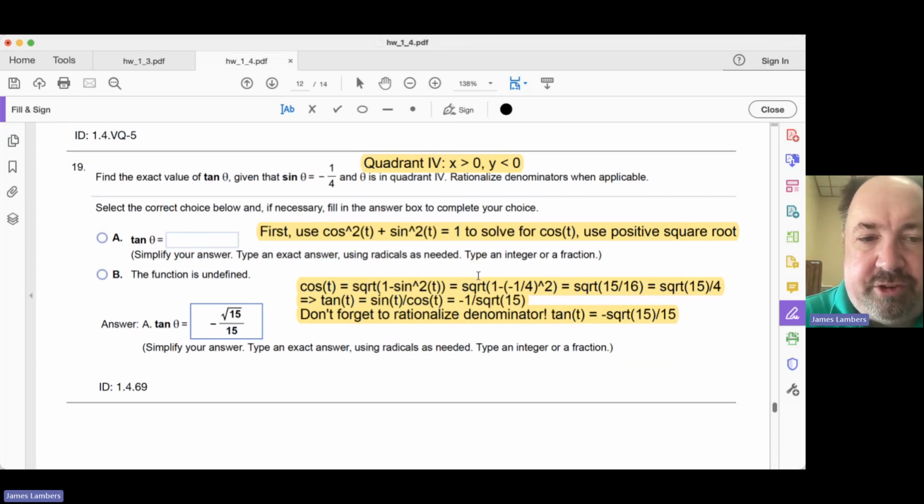Okay. Once you have cosine, we really want tangent, but tangent is equal to sine over cosine. You just take the given value for sine, the computed value for cosine, and take sine over cosine, rationalize the denominator if it's necessary in this case, and that gives you the value of tangent.